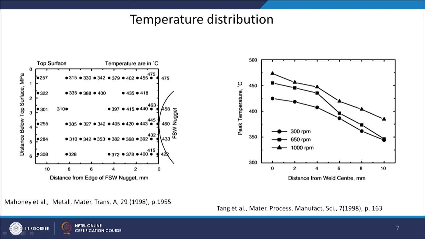But if I increase the RPM from 300 RPM to 1000 RPM, the temperature attained here now is around 475 degrees Celsius. So, almost a change of 50 degrees Celsius by changing the RPM. And of course, if your peak temperatures are more, the peak temperatures at other locations are also going to be more. So, RPM has a direct effect on the temperature you can achieve during the friction stir processing or welding technique.